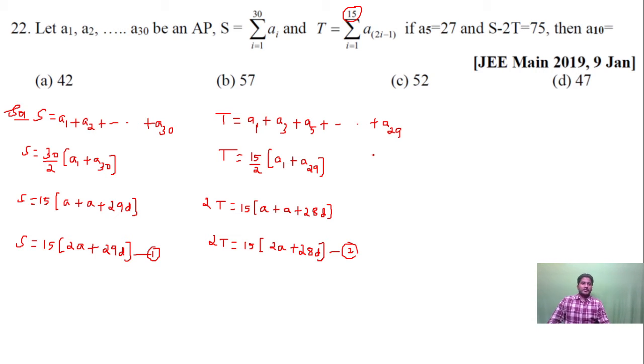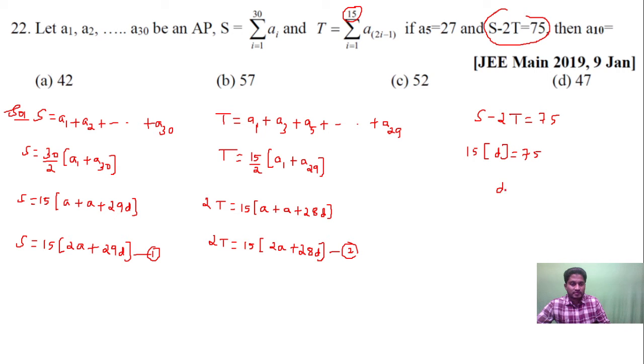Now it is given in the question that S minus 2T is equal to 75. So let me use the data. S minus 2T is equal to 75, that is already given in the problem. I know S, I know 2T from equations 1 and 2. S minus 2T, 15 is common. If you subtract, 2a will get cancelled. 29d minus 28d will be equal to d only. It's equal to 75, so it will cancel 5 times. d will be equal to 5.